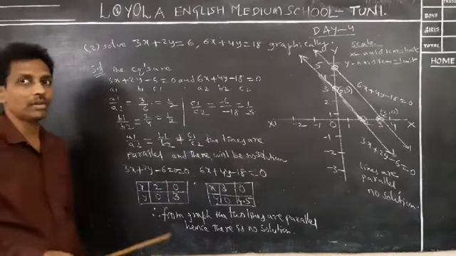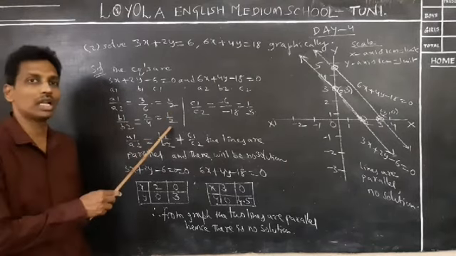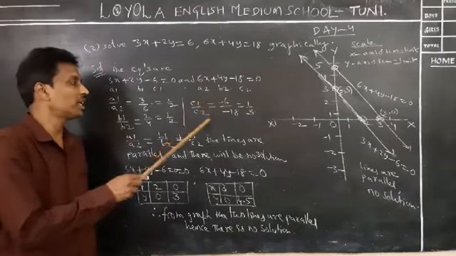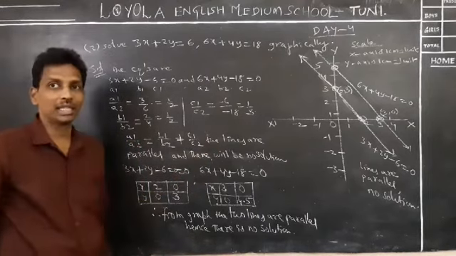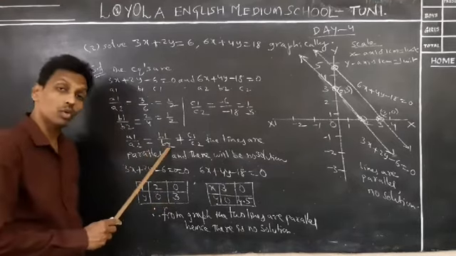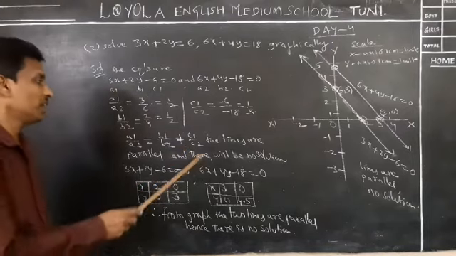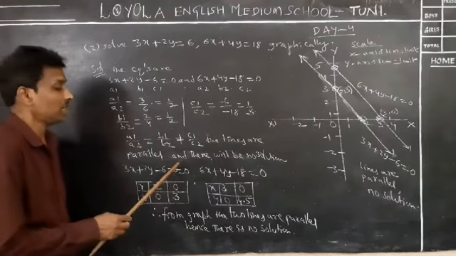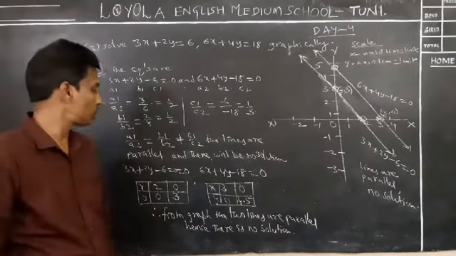Like the above graph problem, we find A1 by A2, which is equal to 1 by 2, and B1 by B2 is also equal to 1 by 2, since 2 by 4 is 1 by 2. But C1 by C2, the ratio of the constants, is 1 by 3. By observing these three ratios, A1 by A2 is equal to B1 by B2, but that ratio is not equal to C1 by C2. Then the lines are said to be parallel according to this condition, and there will be no solution. For parallel lines there will be no solution.